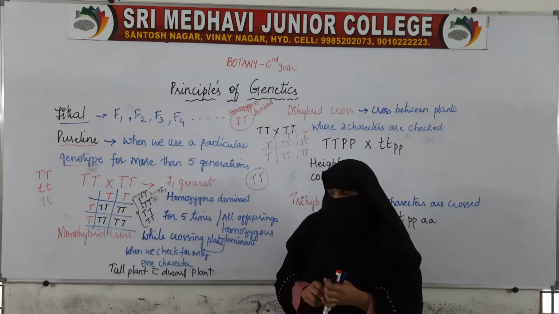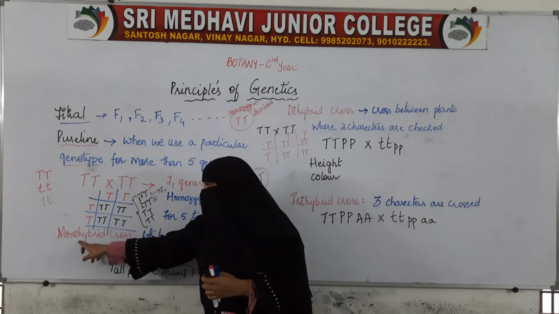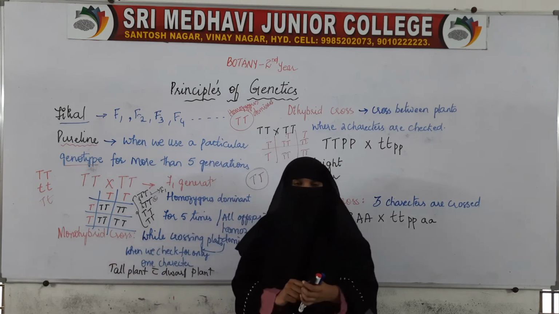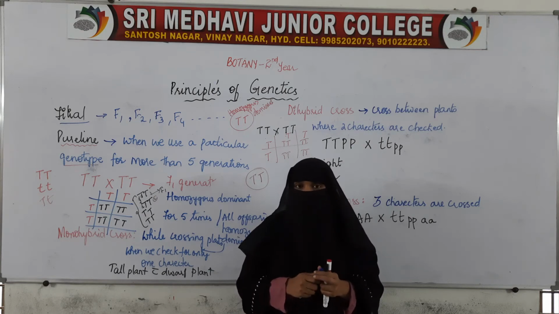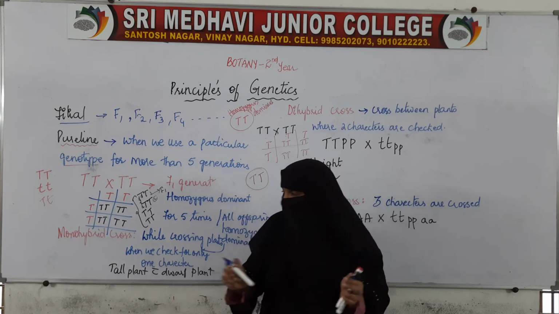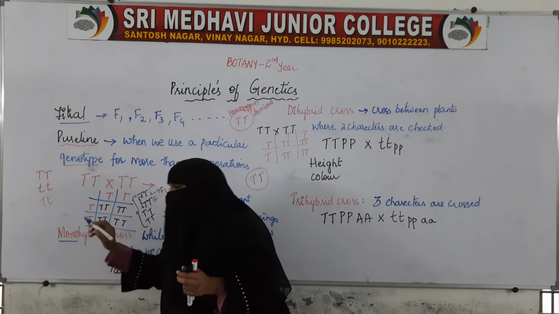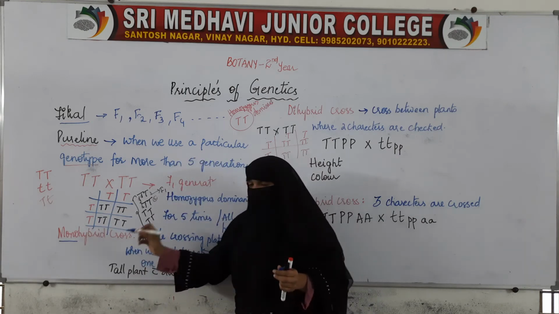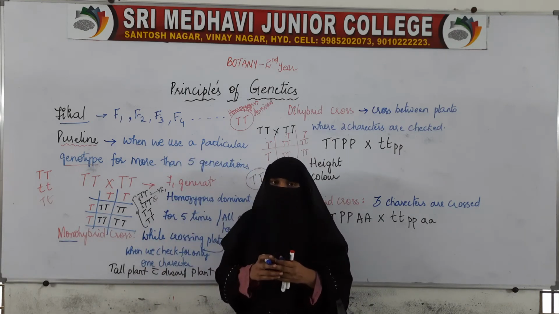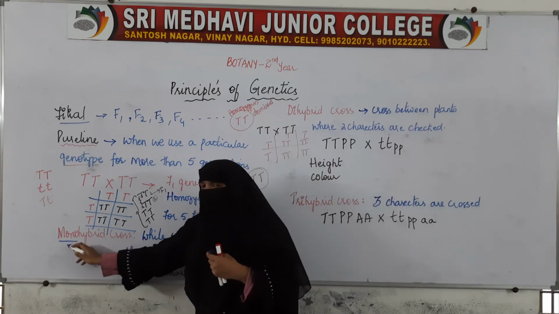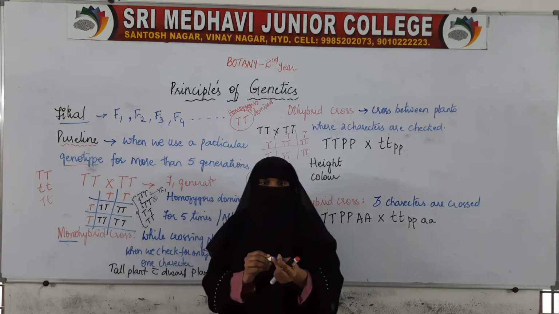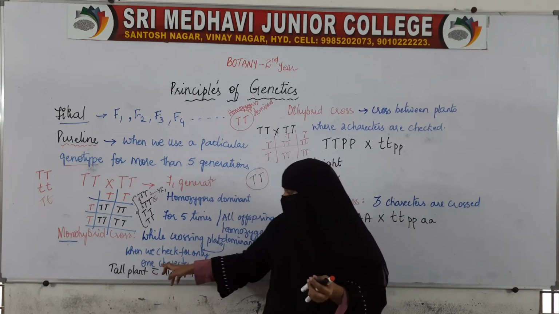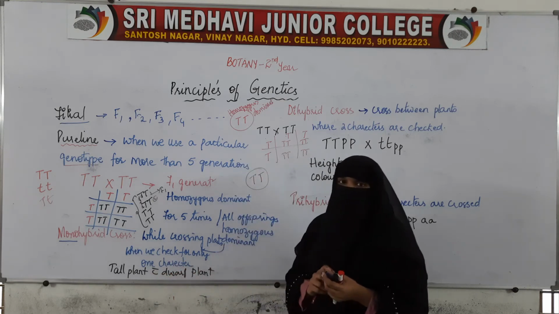Now coming to another new word, that is monohybrid cross. Cross means reproduction between 2 plants, and mono means 1. Why are we crossing 2 plants? To check one character. If we want to check the height, we cross between a tall plant and a dwarf plant.